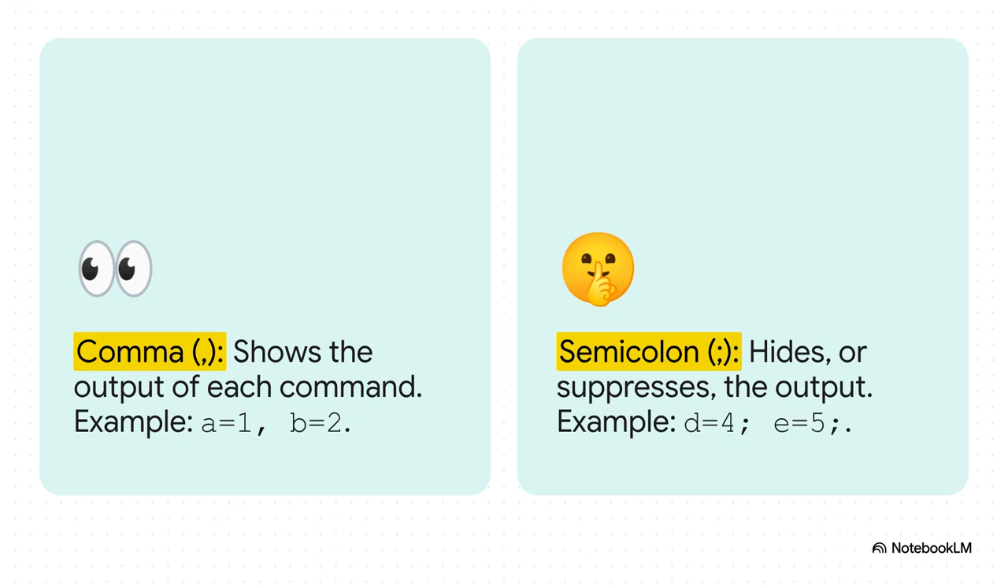This right here is one of my absolute favorite tips. If you put a comma between commands, MATLAB will show you the result of each one. But, and this is the pro move, if you end a line with a semicolon, MATLAB does the calculation silently in the background. Using semicolons is the key to keeping your command window from getting totally cluttered.